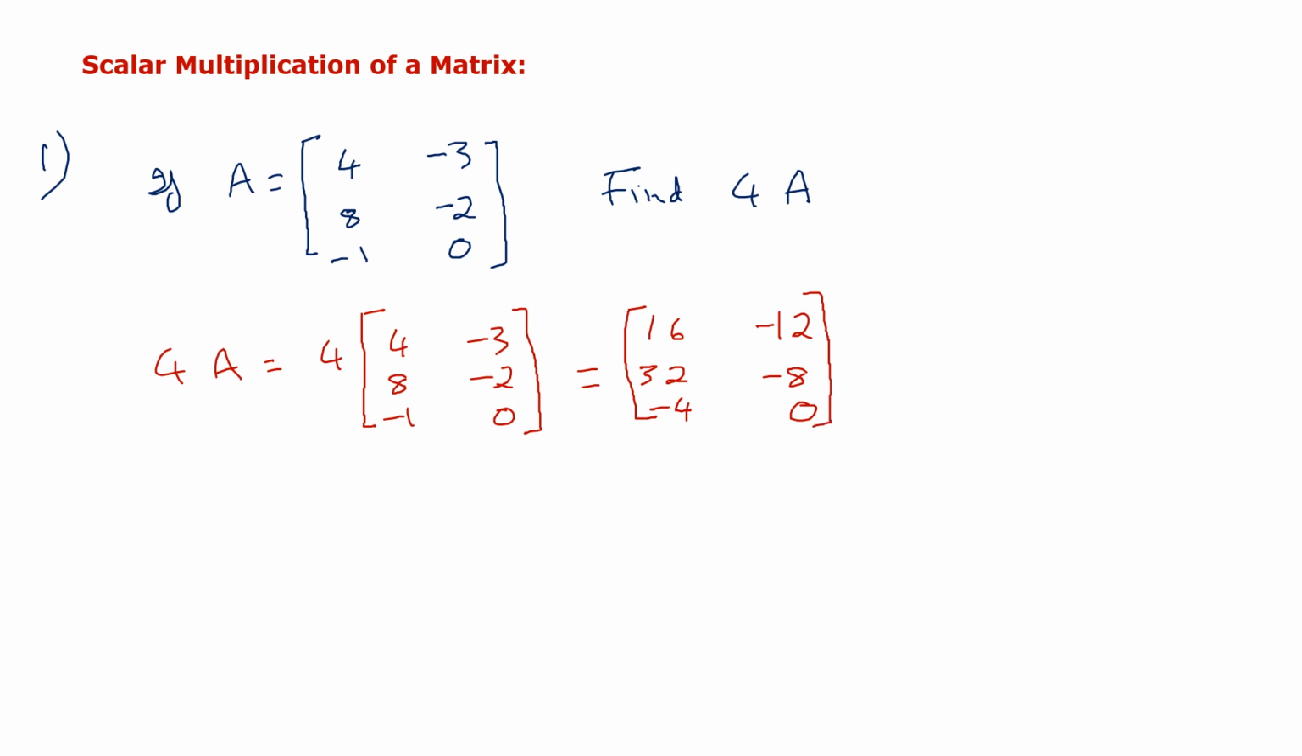See, direct multiplication. So scalar multiplication means multiplying a number to a given matrix. So this is the answer that we get. 4A means this one. Okay.